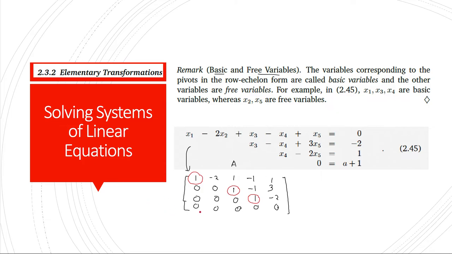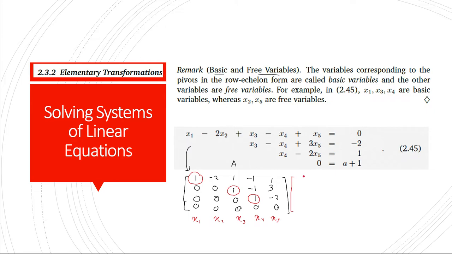In this case, we know that the first column represents x1. This one is x2. This one is x3. This one is x4. This one is for x5. How do we know that the first column is for x1?